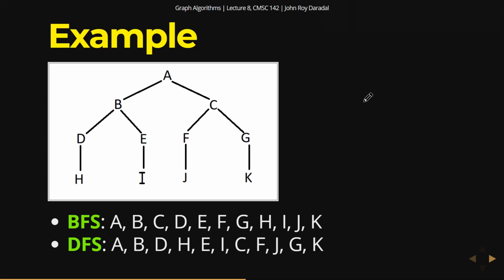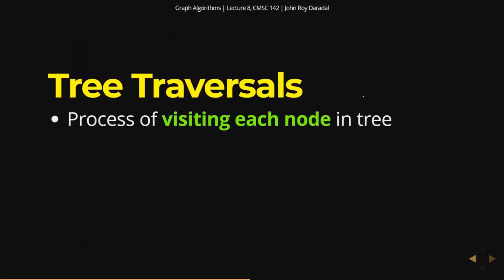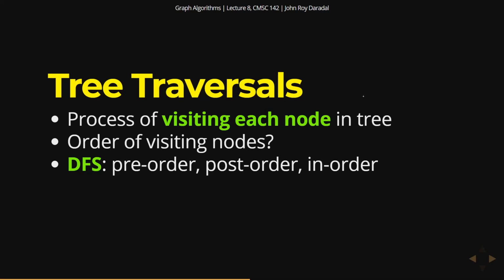Okay, so yep. Now, the next thing that we'll discuss is something called tree traversals, and it's the process of visiting each node in the tree. So what would be the order of visiting nodes? Now, if you do DFS, or depth first search, there are three possible traversals. So you have the pre-order, post-order, and in-order. And then for BFS, there's only one way, which is level order. We've also already discussed this in ComSci 57, so we'll just review it here.